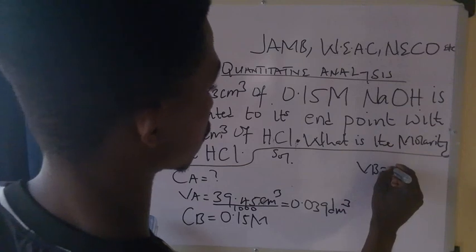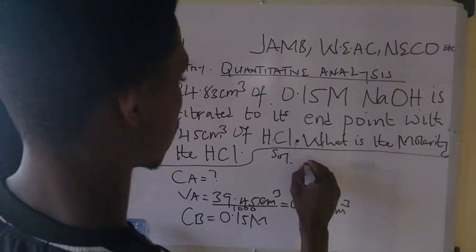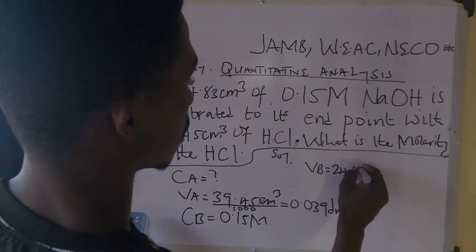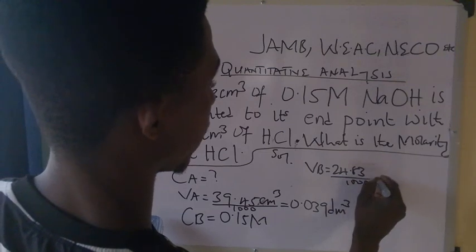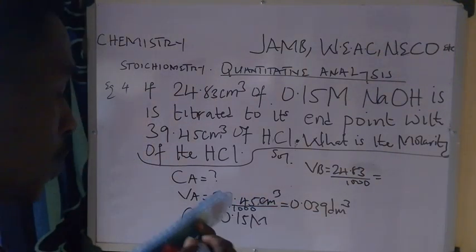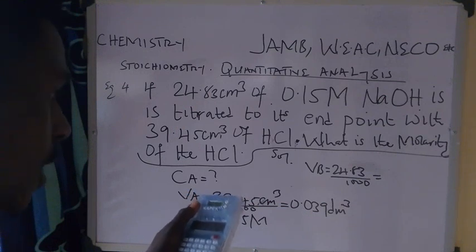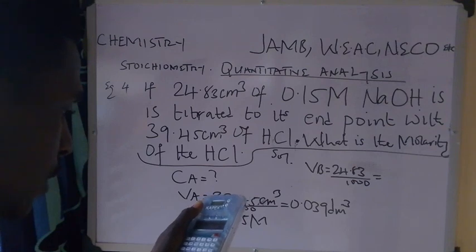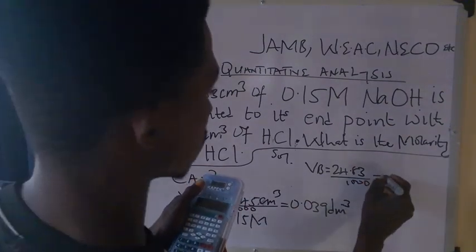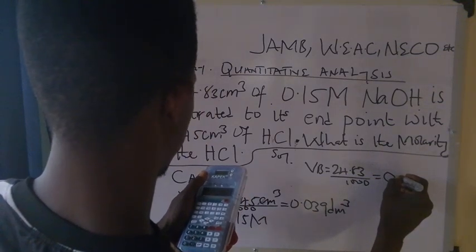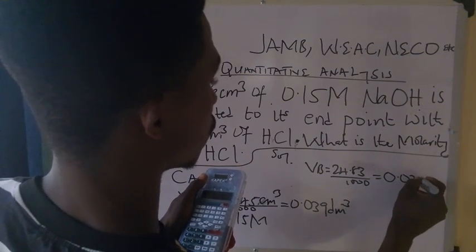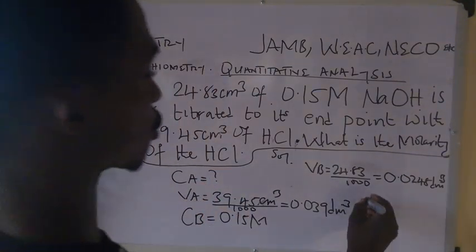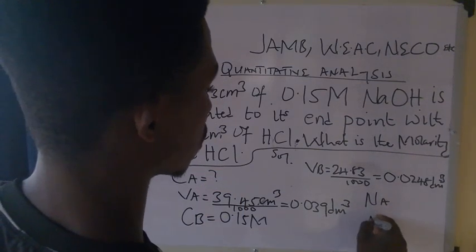My VB is also equal to 24.83. You convert this to dm³ now. 24.83 divided by 1000, so I have 0.0248 dm³. So it remains our Na and Nb.